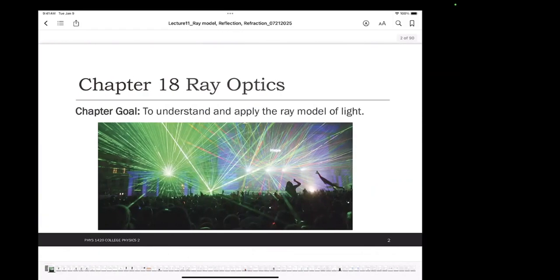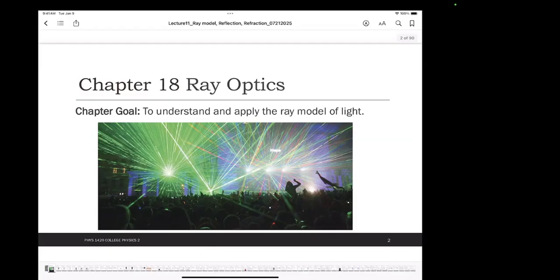For chapter 18, ray optics, our goal is to understand and apply the ray model of light. Do you remember the goal for chapter 17, wave optics? Yes, to understand and apply the wave model of light.